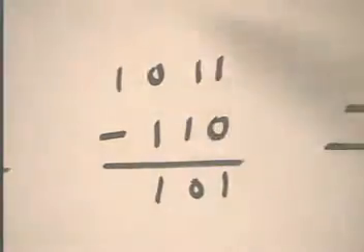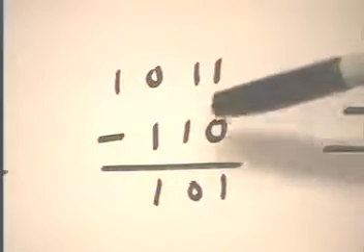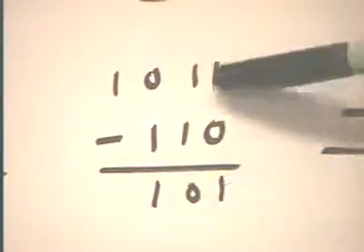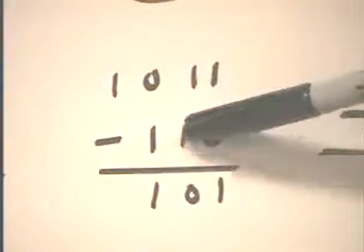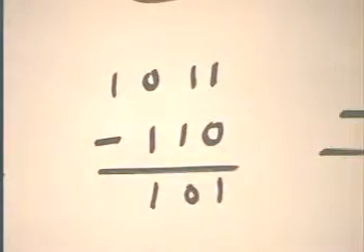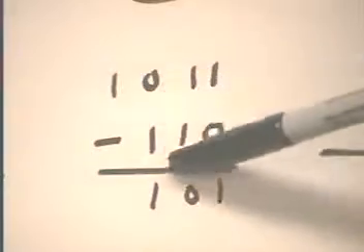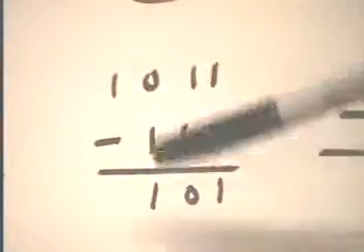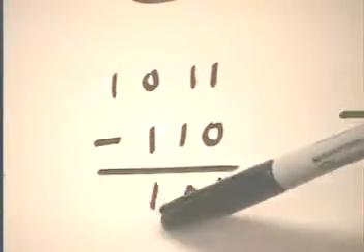1, 0, 1, 1 minus 1, 1, 0. 1 minus 0 is 1. 1 minus 1 is 0. No problem so far. Then we got 0 minus 1. What are we going to do with that? Well, we can't do 0 minus 1. We've got to borrow 1 over here. And 1, 0 minus 1 is 1, of course. And now we've borrowed that 1. We're done.